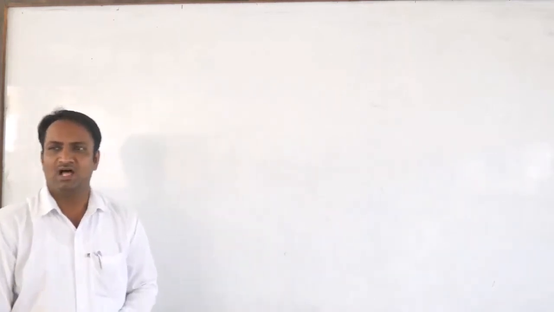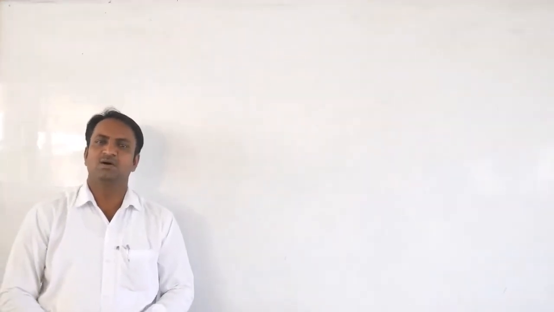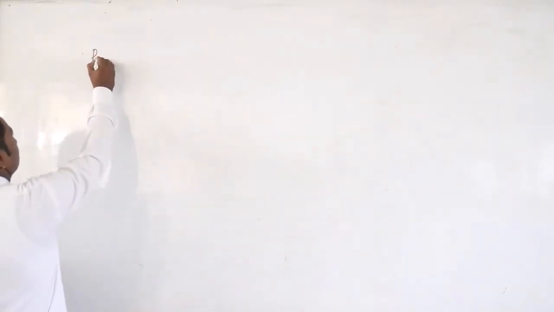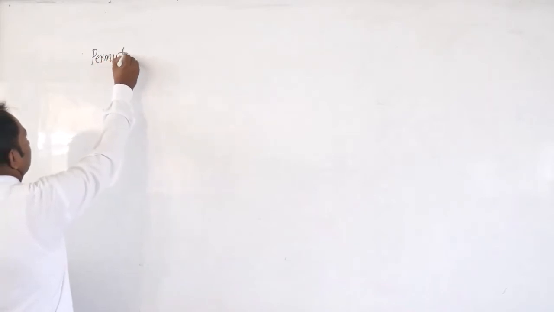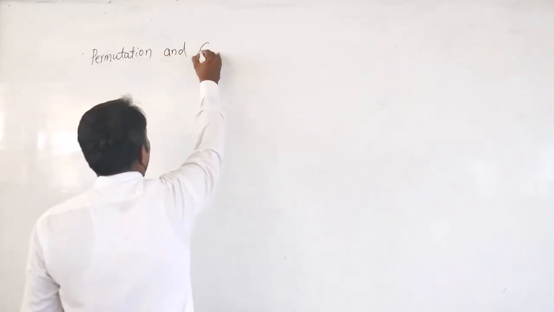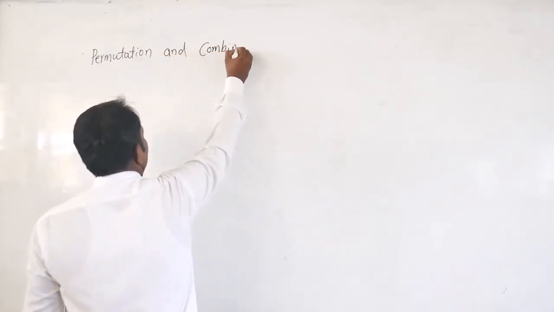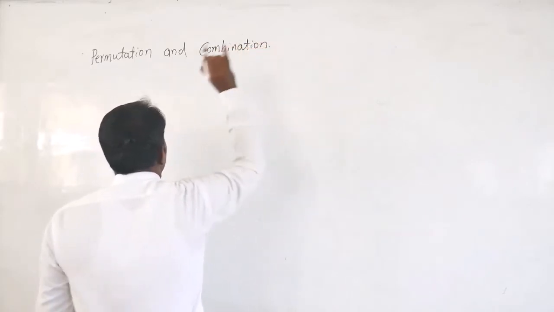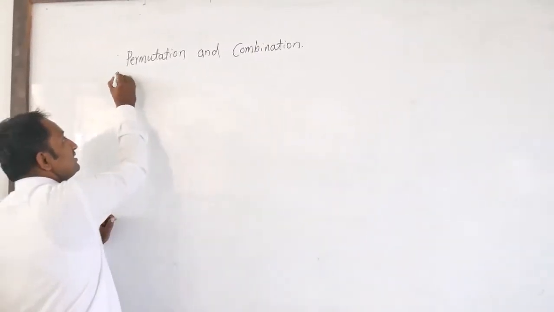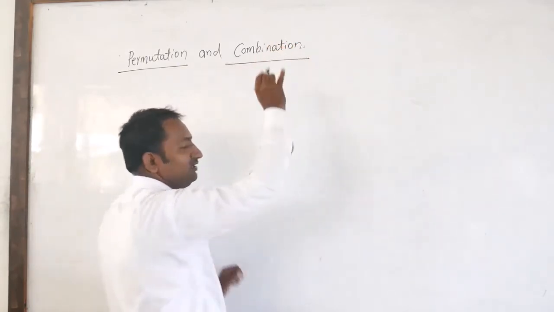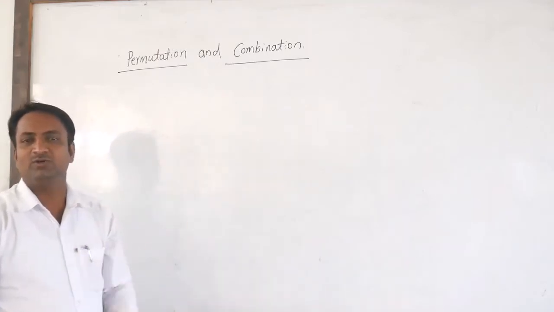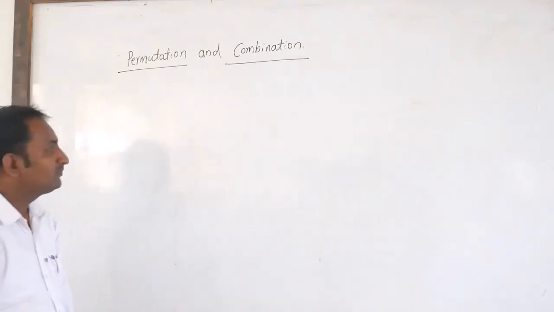Today we will discuss a very important concept, that is permutation and combination. New topic: permutation and combination. These two words are very important to learn. First we need to know the meaning of these two words, and only then can we study the concept of probability.